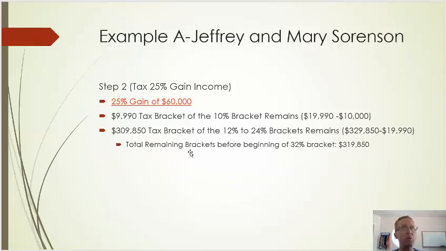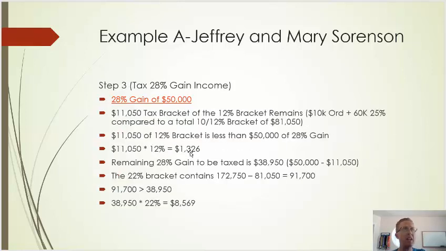Well, as I'm looking through this, same basic thing. As I'm working through this, I have so much of the next bracket. I've got 11,050 of the 12% bracket left. Then I've got some 22% bracket. I've got 91,700 of that. And then I'd have 24. Well, I only need 50,000, so it's clear that some piece would be at 12: 11,050, and that'd be 13,626 of tax.